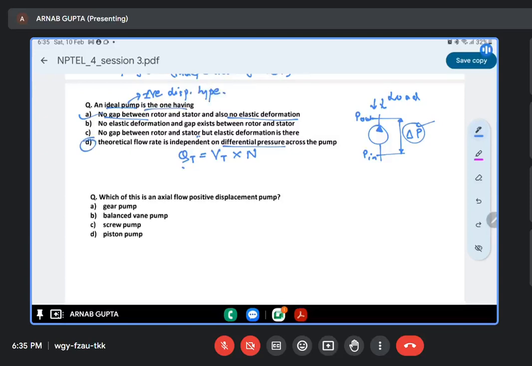Okay, so we have one question relating to this in the upcoming slides. We'll discuss in detail regarding this. So as of now, we can consider that the theoretical flow rate is independent of the delta P.